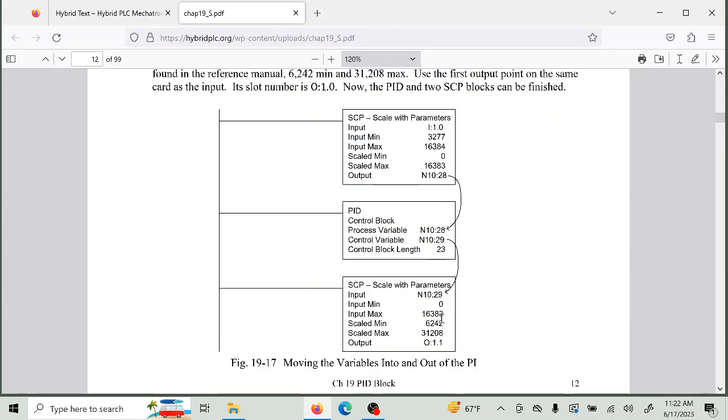In this case, the number is from 6242 to 31208. You say, how did you find those two numbers? Well, again, I looked in the book. That's why it's important to have the instruction book from your input card and your output card there. Those input and output cards also have an accuracy, a quoted accuracy, and they also have an update time. And how often do they update?